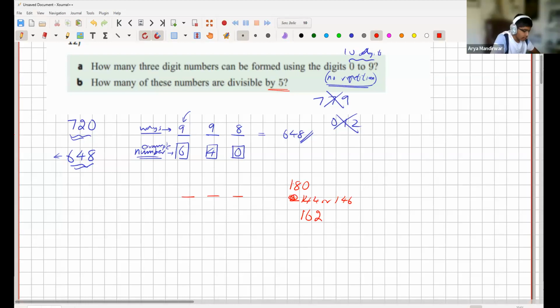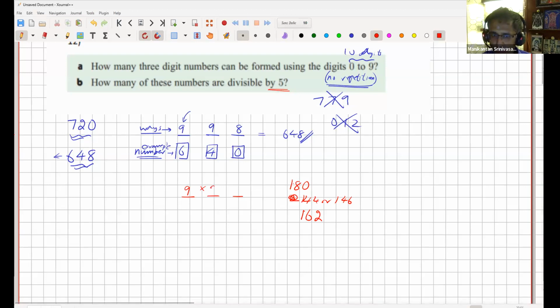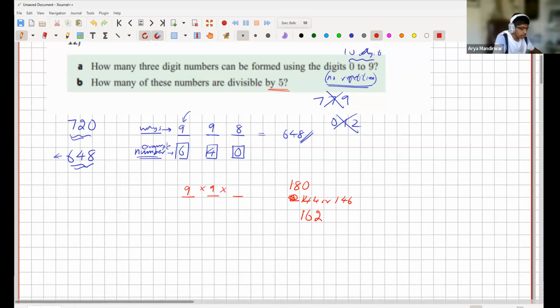So I got 9 ways to get the hundreds number, and I got 9 for the tens, just like what we did earlier. But because it's only divisible by 5, there are only 2 ways, 0 and 5. So I just put 2. Okay. Can someone point out the mistake that Arav is doing in this? Not Arav, sorry. Who was that? Arya, right? Okay. Who was answering this? I forgot now myself.